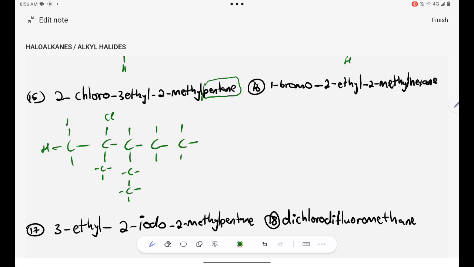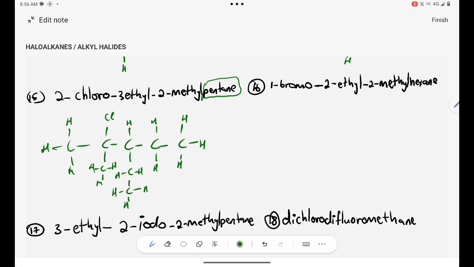All I have to do, guys, is to write down the hydrogens. That's all I need to do. Hydrogen, hydrogen, hydrogen, hydrogen, hydrogen. I hope you guys understand. And then number 16, I just have 1-bromo-2-ethyl-2-methylhexane.